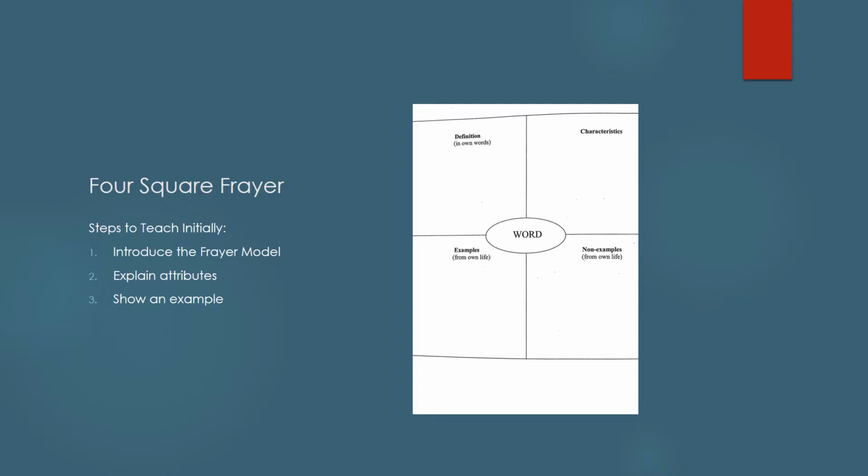In the bottom left, there's a place for examples. This is where the student can connect to their own life. So they may have an example from their own life or just an example that they've seen in the world. In the bottom right, they'll put non-examples. So having a good, firm definition and characteristics can help them come up with their own examples and non-examples, as you'll see in the next slide with the example I will model.